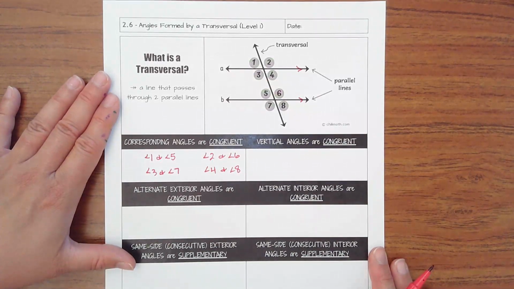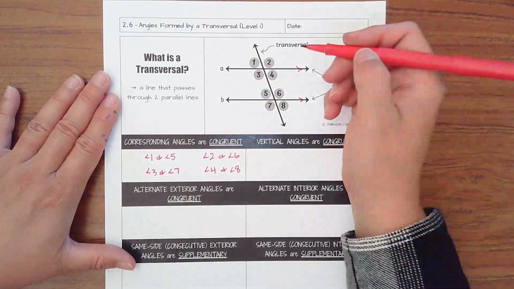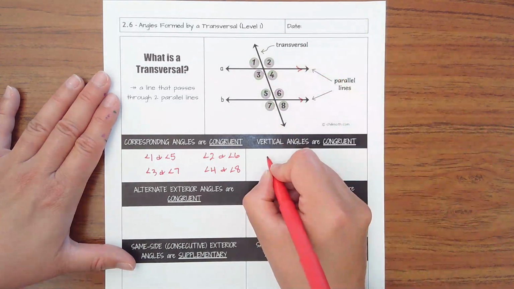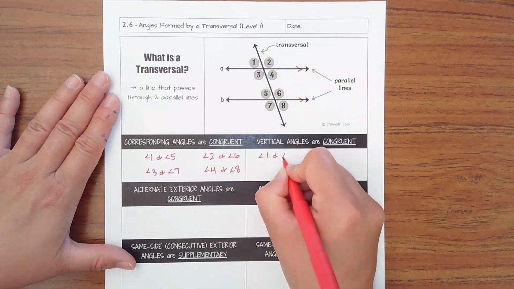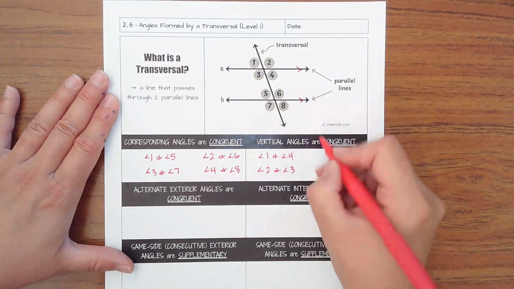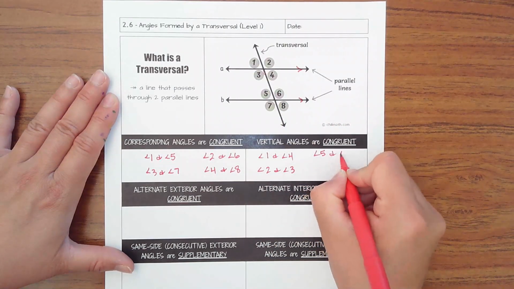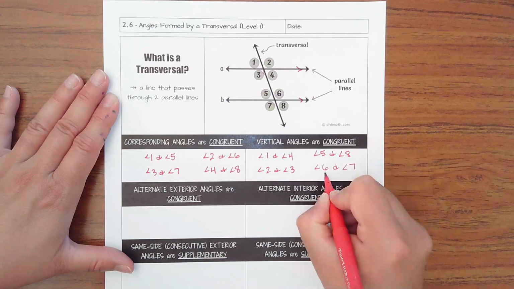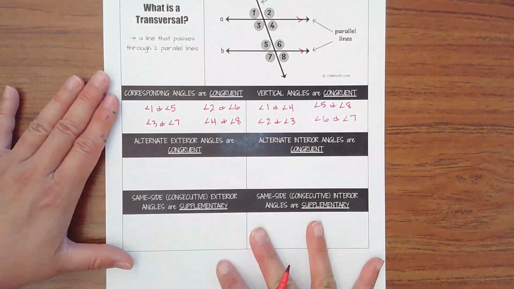Vertical angles we've already talked about, they're congruent. So they're the ones that are across from each other in this X. That'd be like 1 and 4, 2 and 3, 5 and 8, 6 and 7. And again, whatever one of them is, the other one's going to be exactly the same measure.